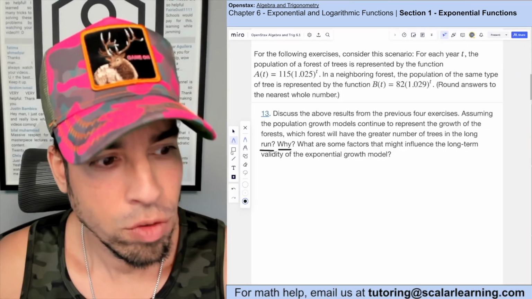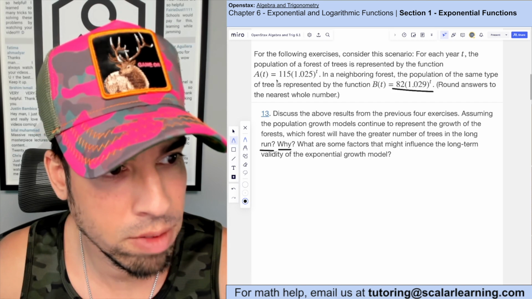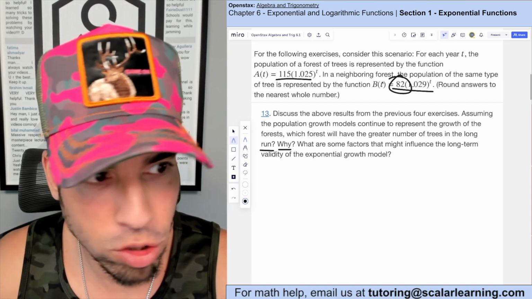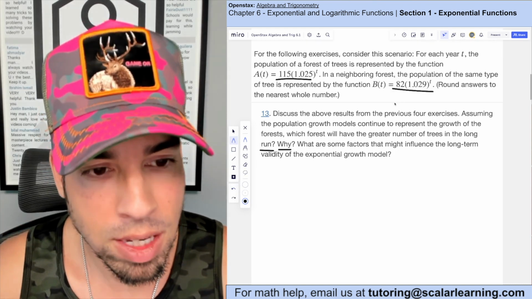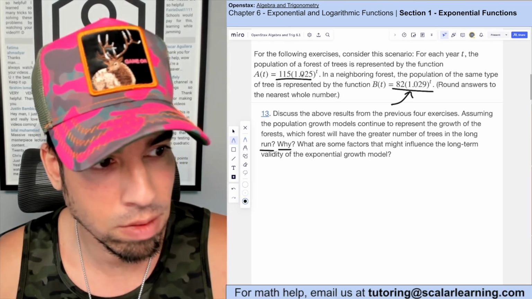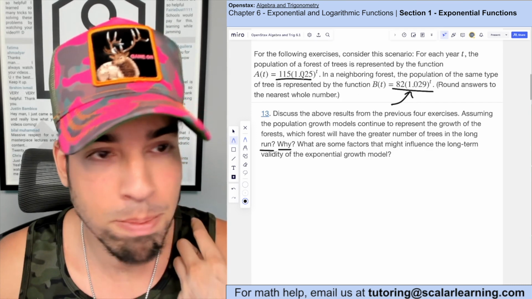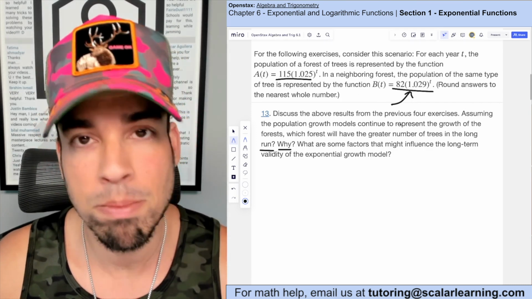Boom, done. So for this one, it's asking in the long term, which population is going to eventually win out. And you see that B starts with 82 and A starts with 115. So obviously A starts ahead. But the key is that B is growing at a faster rate, just barely. It's growing at 2.9% versus A at 2.5%, which means that even while A might start off for a number of years as being bigger, eventually B will overtake.